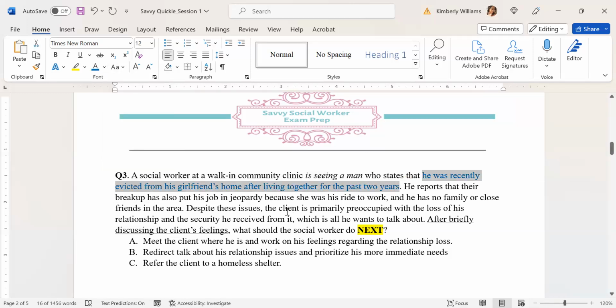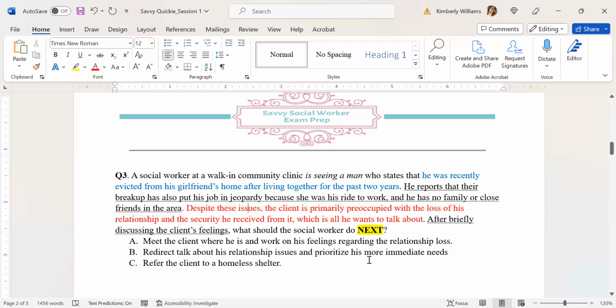You always want to know, okay, why is my client here? Because he was evicted from his girlfriend's home after the past 2 years. He tells you all of this other stuff that's going on, which is just extra information. But the main issue here would be, despite all these issues, his job being in jeopardy and all of that, all he wants to talk about is the relationship. So in this moment, you discuss his feelings. So what's going to be the next thing you do in this situation?